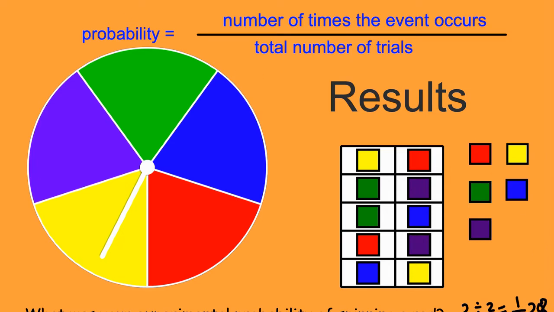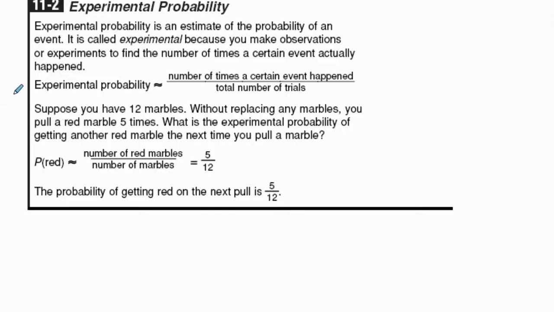All right, let's go ahead and take a look at some more problems. So here, this is just another review. Experimental probability is an estimate of the probability of an event. It is called experimental because you make observations or experiments to find the number of times a certain event actually happened. So here's our formula. Experimental probability equals the number of times a certain event happened divided by the total number of trials. And then there are examples.